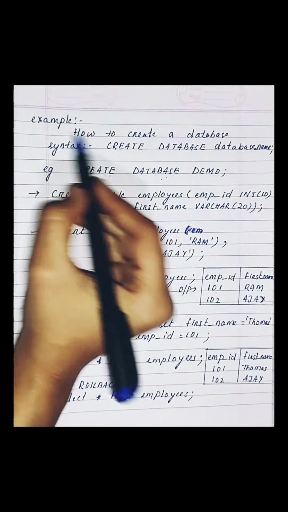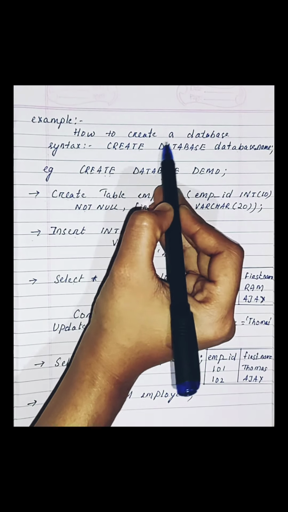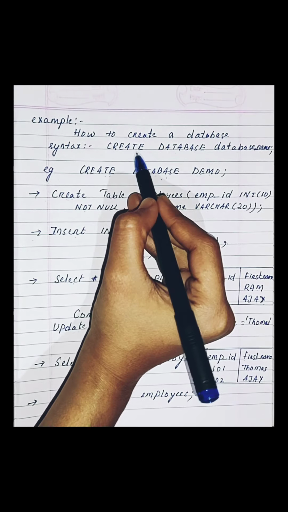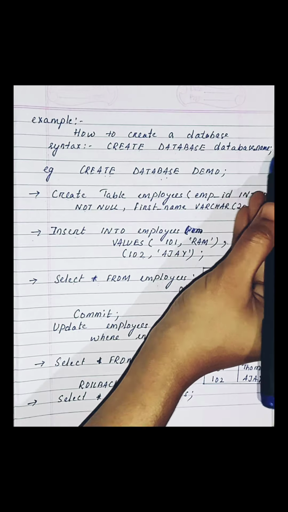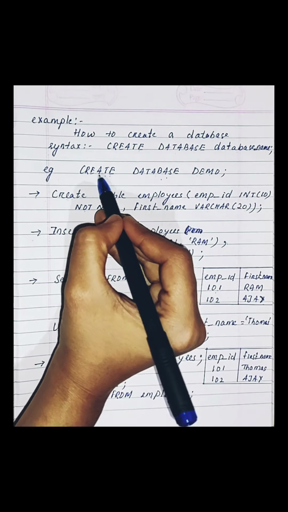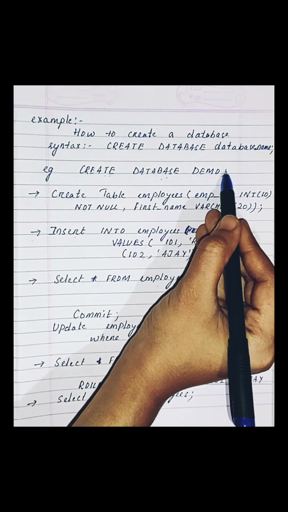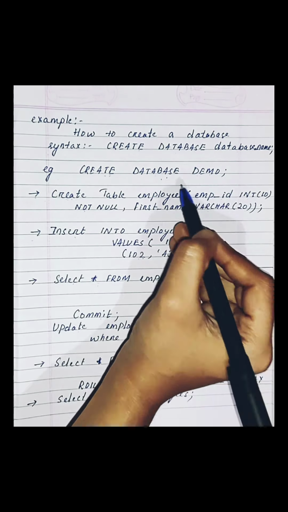Now moving ahead to the example. First of all, how to create a database. The syntax is create database, then database name semicolon. Example, create database demo, then semicolon. Now a database named demo will get created. After that, we are creating the table, that is create table employees, then employee ID. We are specifying the data type as int, size 10, it shouldn't be a null value, then first name, the data type varchar, size 20, then semicolon.